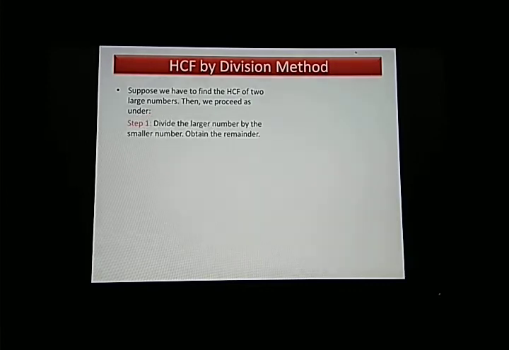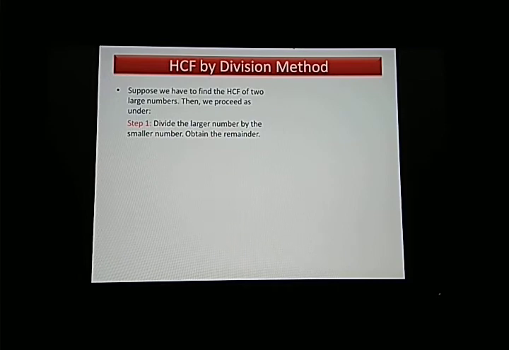Now the last method here, that is the division method. That was common division, now it is division. Now let us see what is the similarity or the difference from the earlier method. So here also some steps will be followed. Step 1, divide the larger number by the smaller number and obtain the remainder.